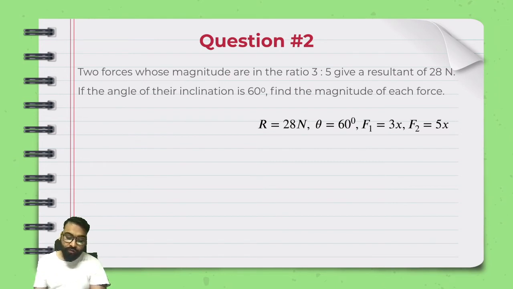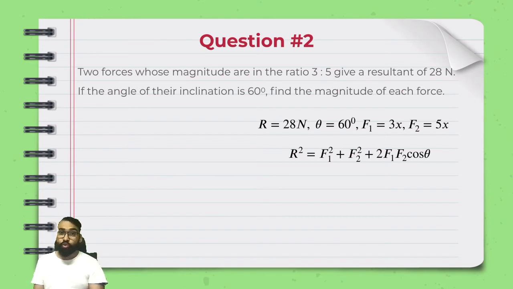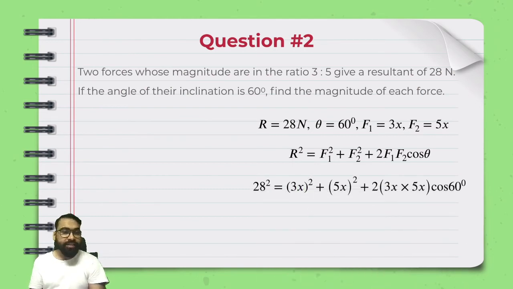What is the next thing that you can do? You can put the formula of R, that is R square equal to, we learned A square plus B square plus 2AB cos theta, but we can put A as F1, B as F2. So we'll get R square as F1 square plus F2 square plus 2F1 F2 cos theta. What is the next thing that you will do? You put F1 as 3x, F2 as 5x, and theta as 60 degree. So once you do that, you'll get R square as 28 square, 3x square, 5x square, 2 into 3x into 5x into cos 60. Again, this cos 60 and 2 will cancel out, right?